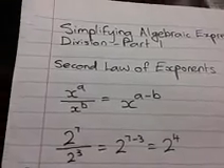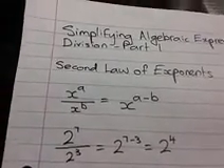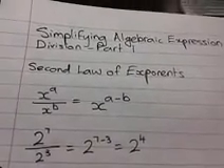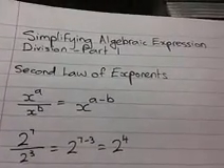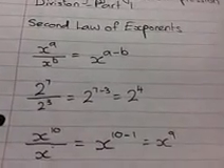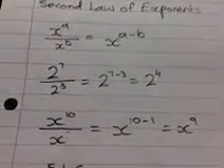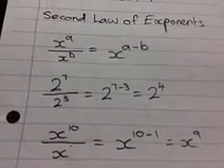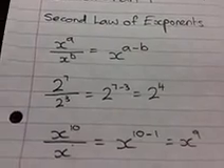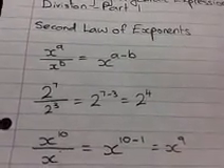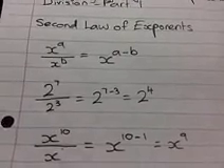You have 2 to the 7 divided by 2 to the 3. That gives you 2 to the 7 minus 3, which gives the answer 2 to the 4. Then x to the 10 divided by x. Remember, if you have no exponent there, there's an invisible 1. So that's going to give you x to the 10 minus 1, which gives you x to the 9.